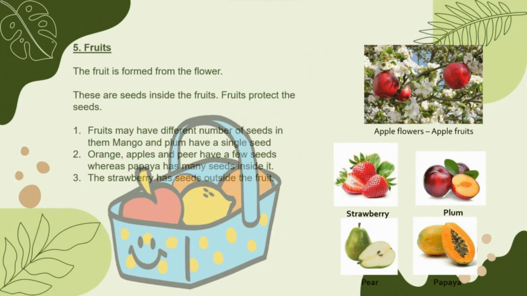Fruits. The fruit is formed from the flower. There are seeds inside the fruits. Fruits protect the seeds. Fruits may have different numbers of seeds in them. Mango and plum have a single seed. 2. Orange, apples, and pear have a few seeds, whereas papaya has many seeds inside it. 3. The strawberry has seeds outside the fruit.